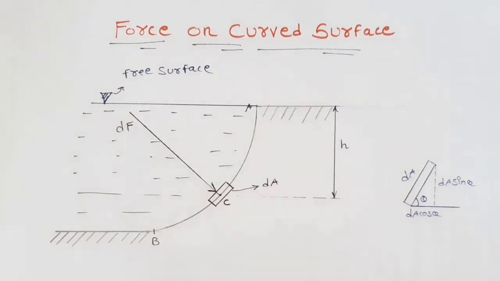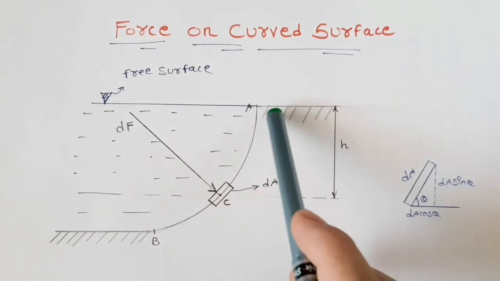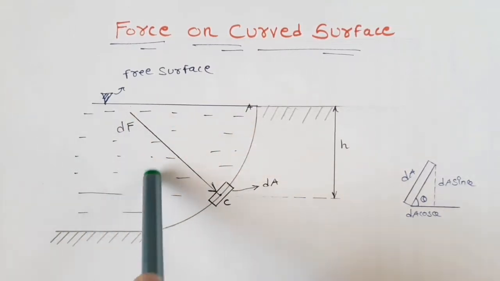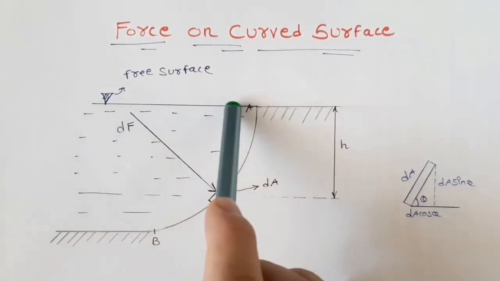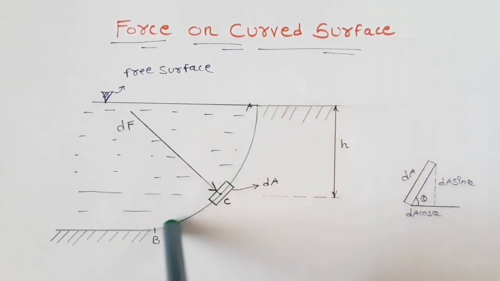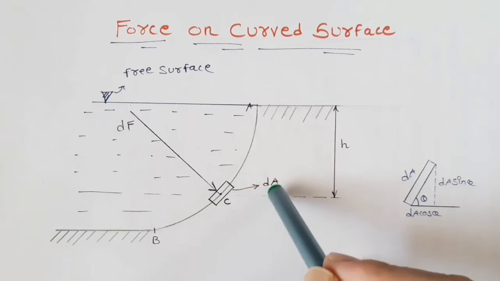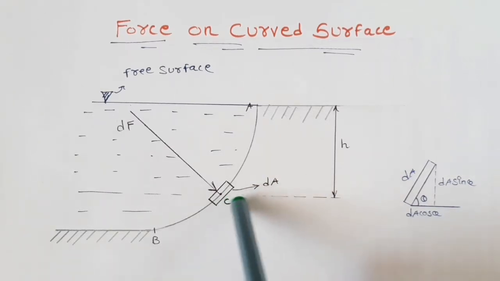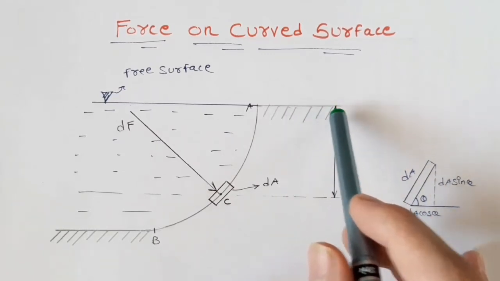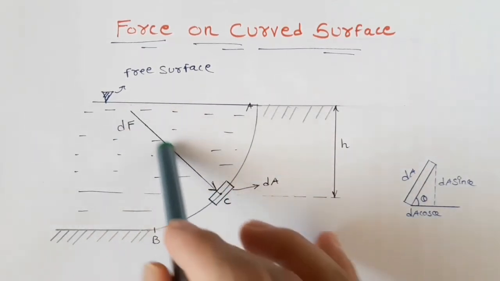So in today's video we will be discussing the force on a curved surface. For that, consider a curved surface. This is the fluid and this is the free surface of the fluid. To know the force on this curved surface, we have to divide it into small elements. Let's say this is the element of area dA, at a depth of h from the free surface of the liquid, and a pressure force acting normal to this elemental area is dF.